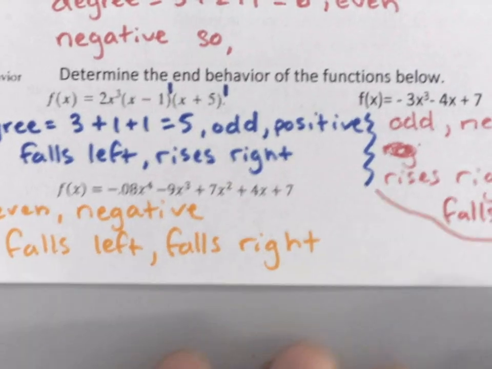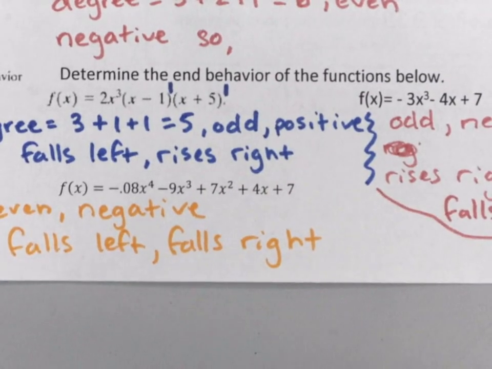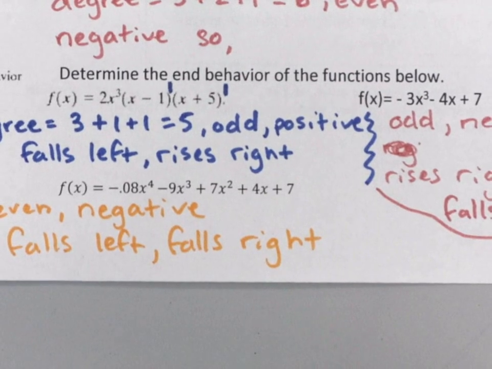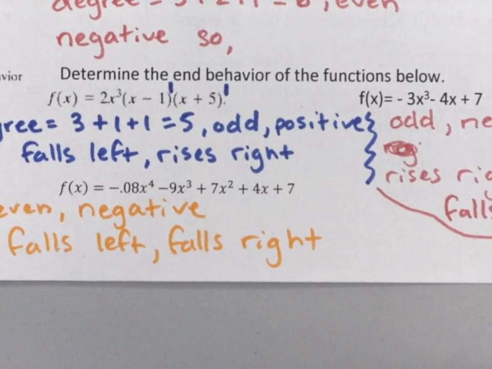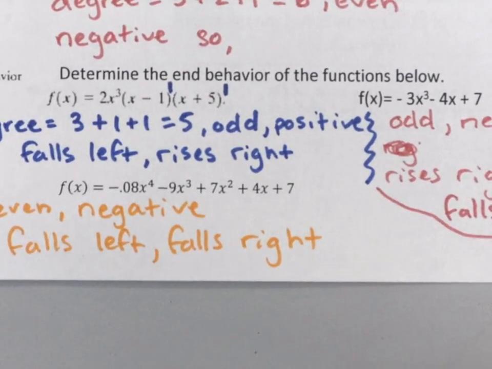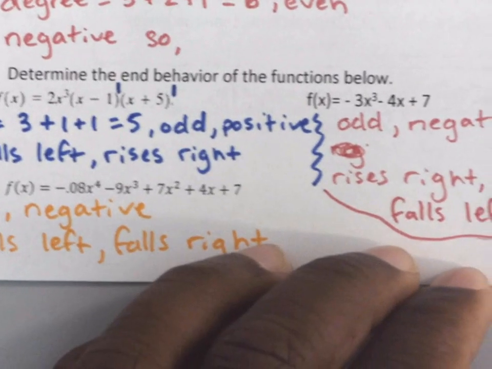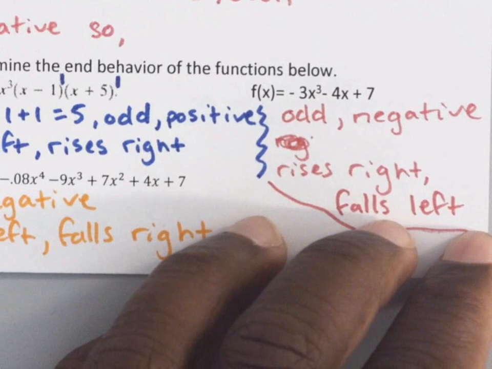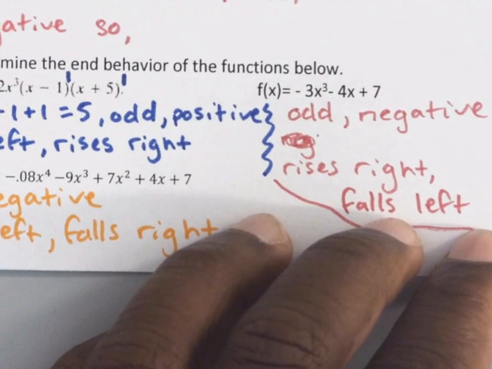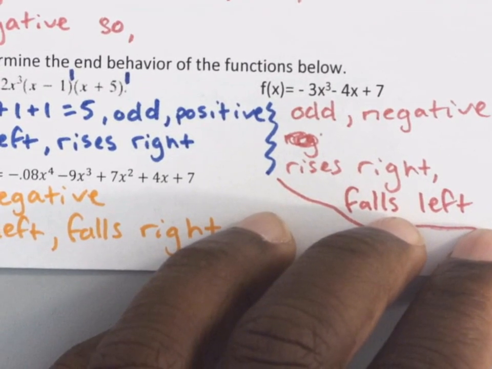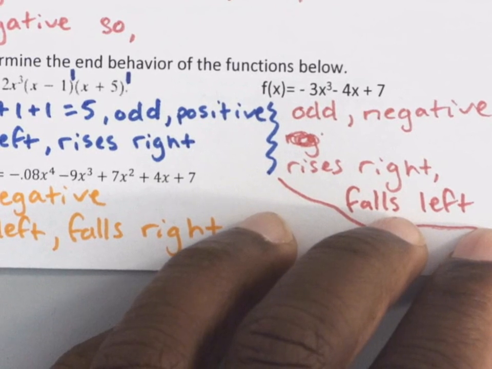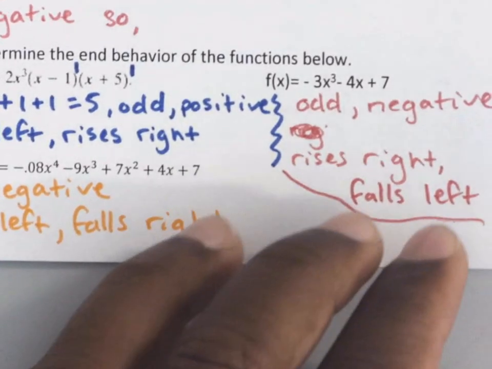All right, then we got it. The first one, top left. What is it doing to the left? Falls left, rises right. Good. What about the one to the right of it? I got rises right, falls left. I wrote it backwards. Why am I being dyslexic today?